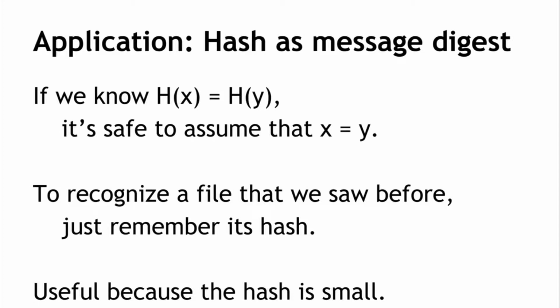Suppose, for example, that we had a file, a really big file, and we wanted to be able to recognize later whether another file was the same as the file we saw the first time. Right? So one way to do that would be to save the whole big file, and then when we saw another file later, just compare them. But because we have hashes that we believe are collision-free, it's more efficient to just remember the hash of the original file.